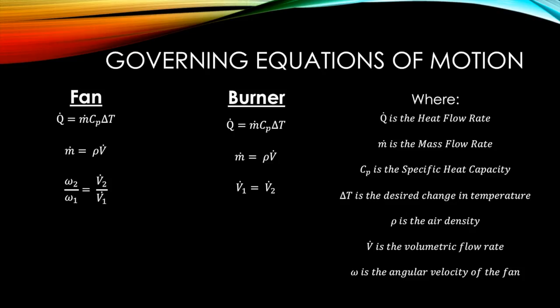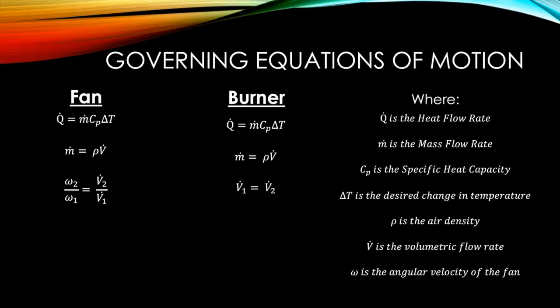The governing equations of motion for the fan and the burner are Q dot equals m dot Cp delta T, where Q dot is the heat flow rate, m dot is the mass flow rate, Cp is the specific heat capacity, and delta T is the desired change in temperature.